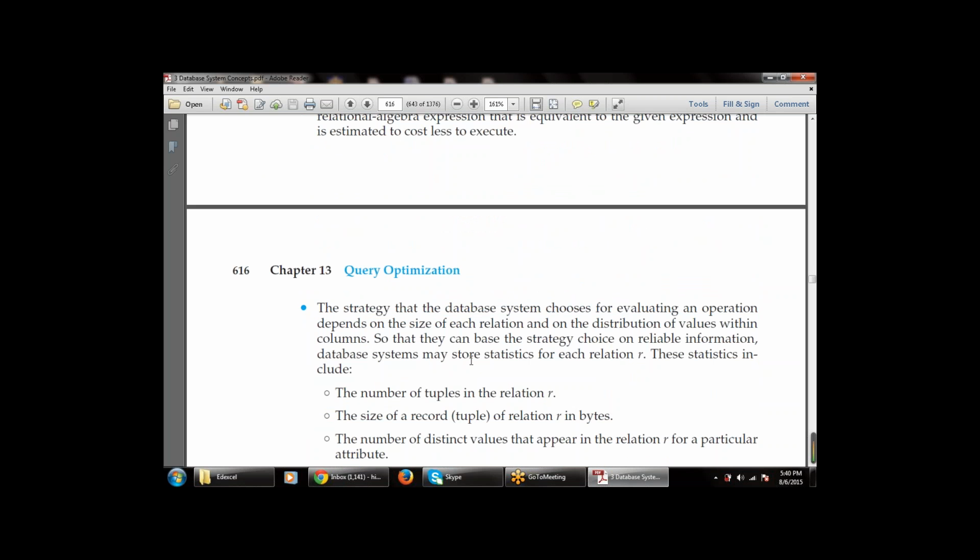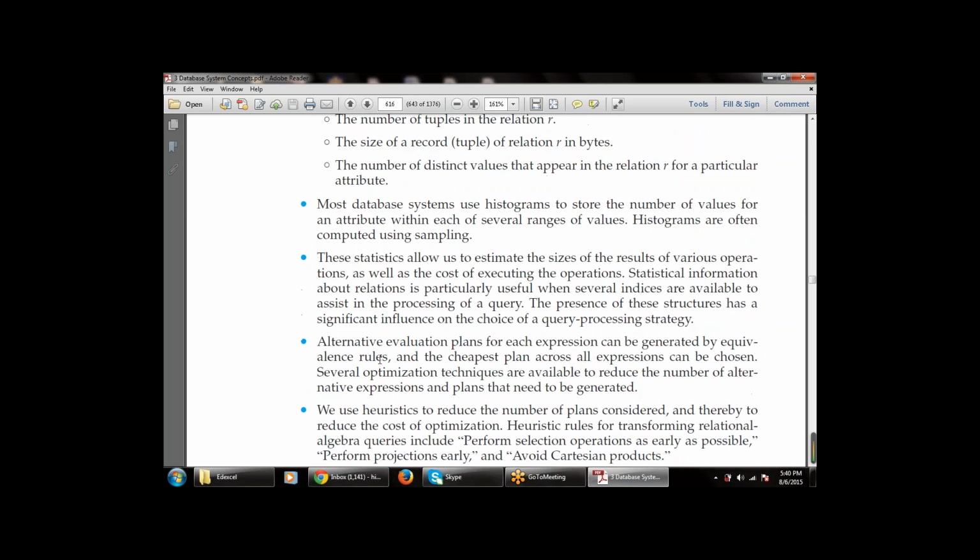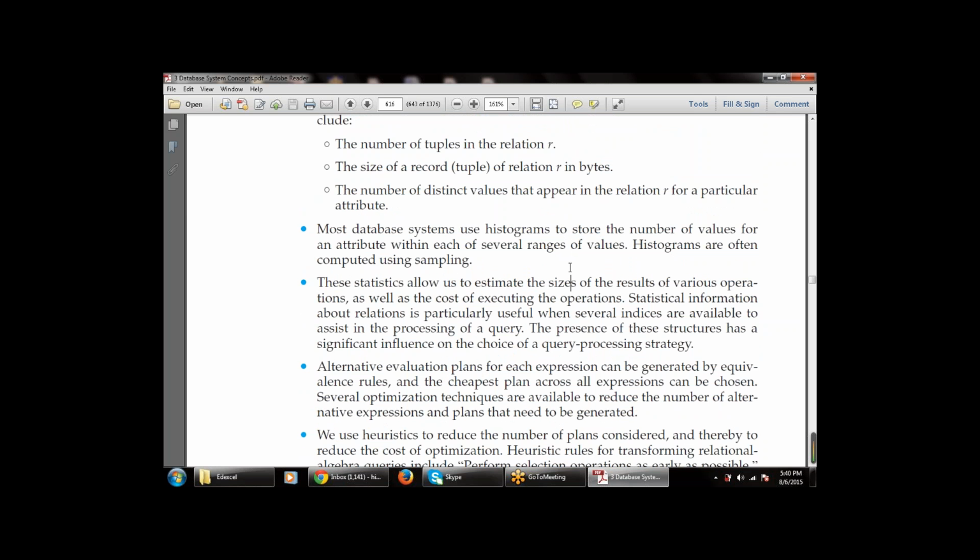Database systems can also store statistics for each relation R. This includes the number of tuples in the relation R, the size of a record, or tuple, of the relation R in bytes, and the number of distinct values that appear in the relation R for a particular attribute. Then most database systems use a histogram to represent the number of values of an attribute within each of the ranges in the histogram. That is also used for computing sampling.